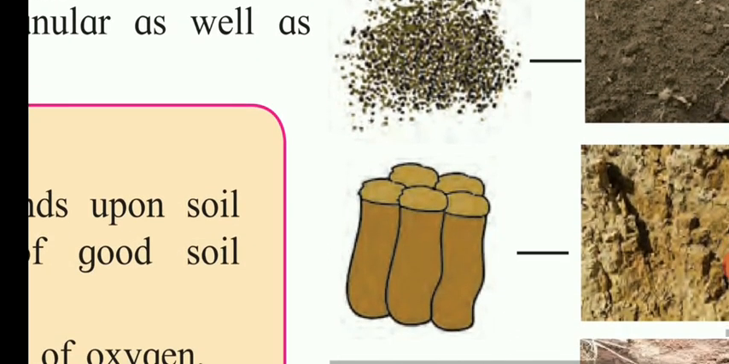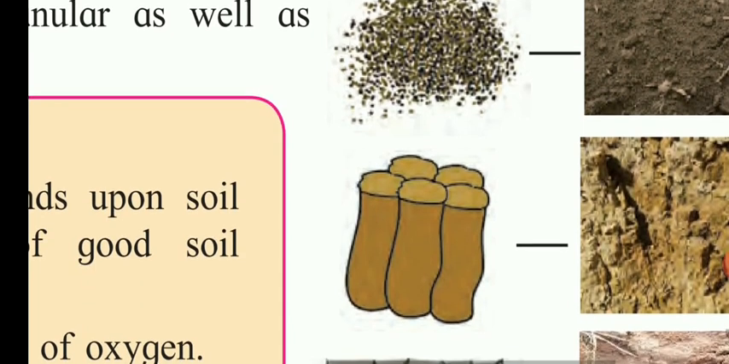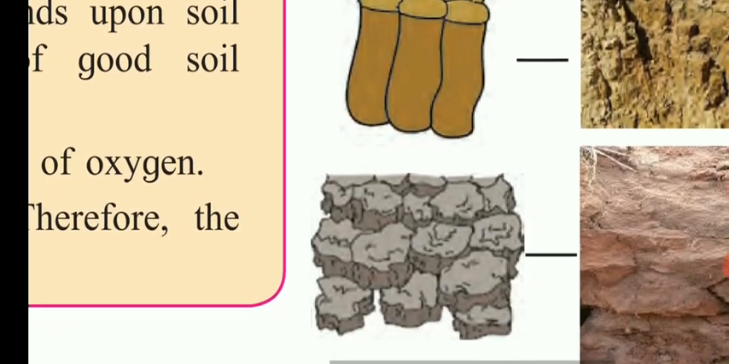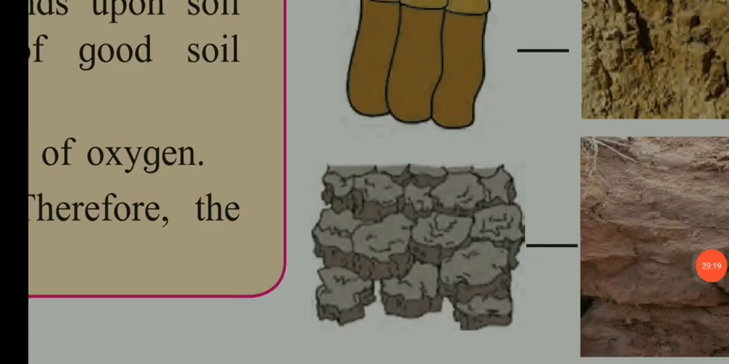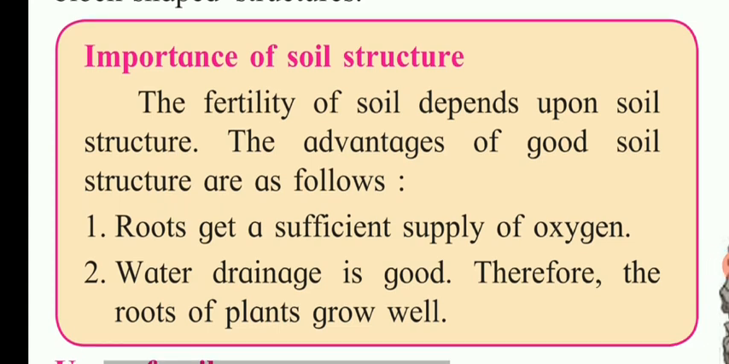Importance of soil structure. The fertility of soil depends upon soil structure. The advantages of good soil structure are as follows. Roots get a sufficient supply of oxygen. Water drainage is good. Therefore, the roots of plants grow well. What is the importance of soil structure? The fertility of soil depends on the structure of the soil.